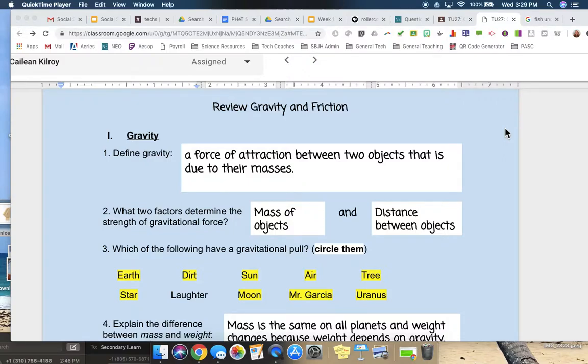Today I'm going to be going over the answers to the review, gravity, and friction. Gravity is a force of attraction between two objects that's due to their masses. So the two factors that determine the strength of the gravitational force are the mass of those objects and the distance between them. For example, there's gravity between me and my computer, but because the Earth is so large, the gravity between me and the Earth is much greater.